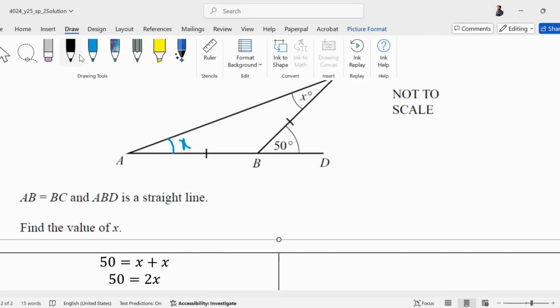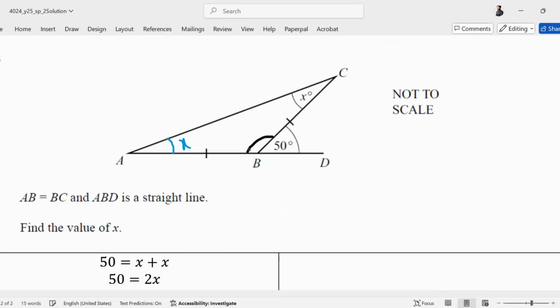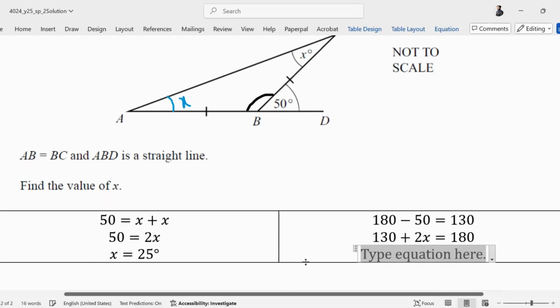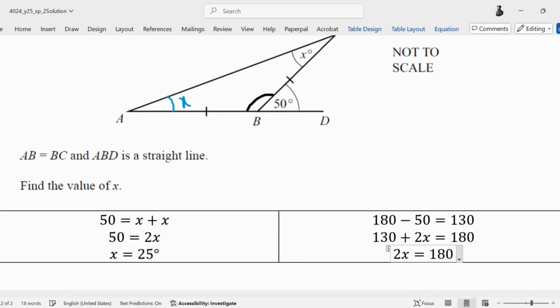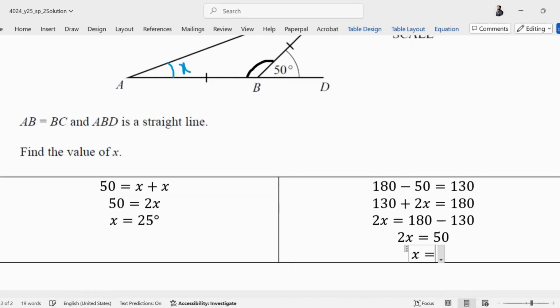The other way that you could have done the same question was, if this is 150, you could have found the angle B, which is 180 minus 50, sorry, so the answer is 130. And then you could have taken 130 plus 2x is 180. It's the same thing, 180 minus 130, a very long process. 50, and x will again be equal to 25 degrees.